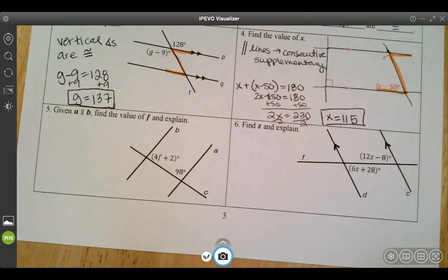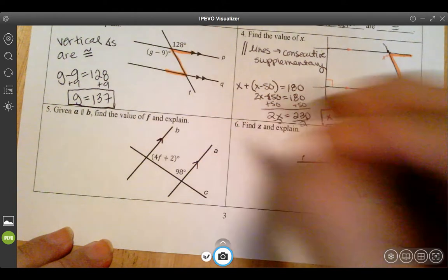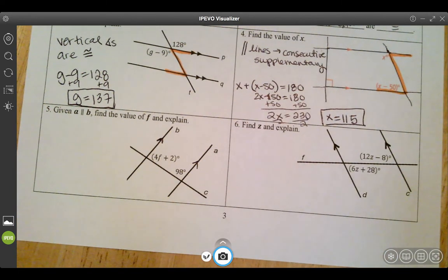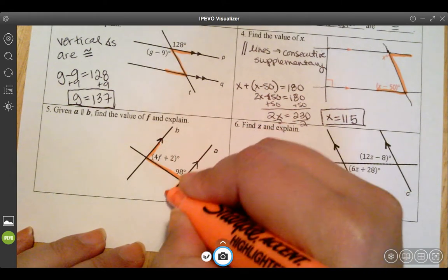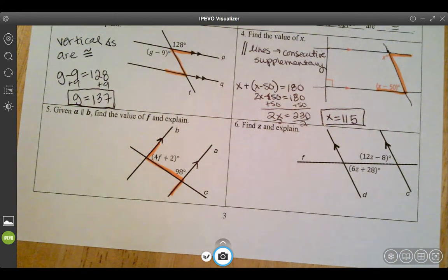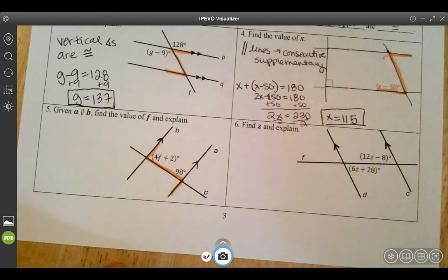Okay. So we know that lines A and B are parallel. I'm going to mark that on my diagram here. A and B are parallel. Find the value of f and explain. So here we go with my z. And that tells me that these are the two angles that I need, and they are consecutive angles.